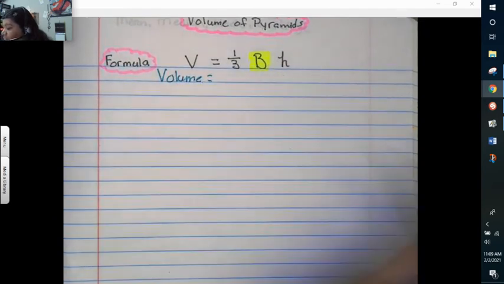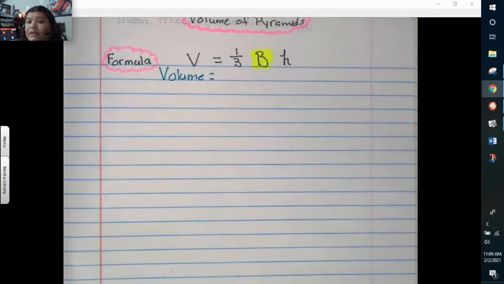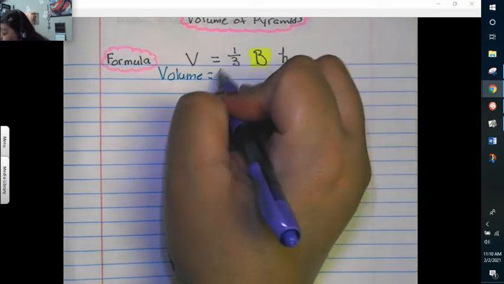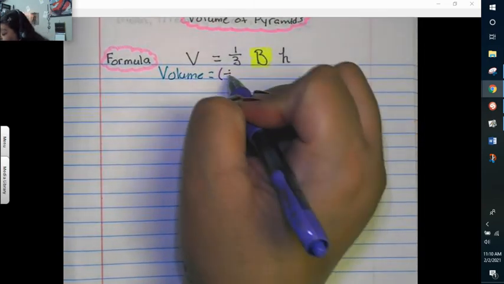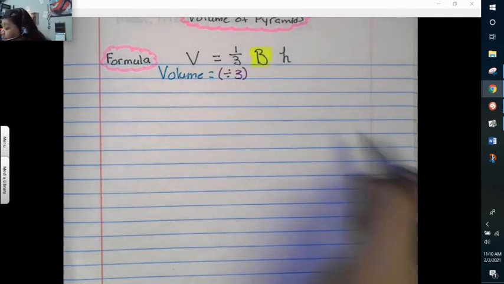Okay. Now we have this 1/3. All right. Now, if you remember when we did triangles, we had 1/2. And 1/2 meant to divide by 2, right? So 1/3 means you're going to divide by 3. Okay. You're going to divide by 3. So I guess I can write it down here for you. So 1/3 means divide by 3. That's what that means, okay?